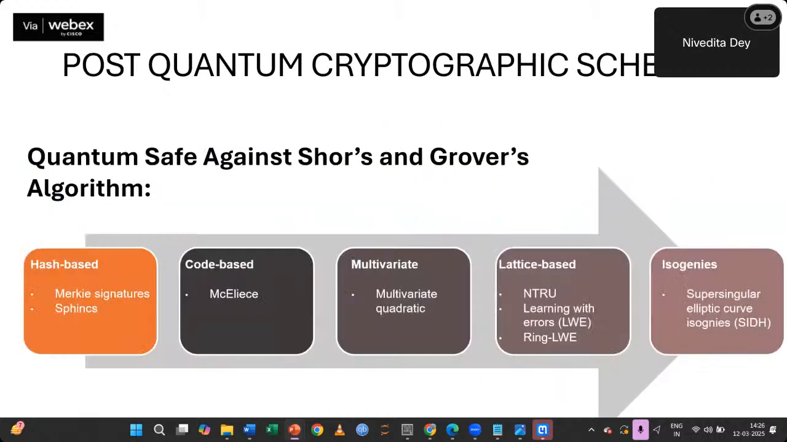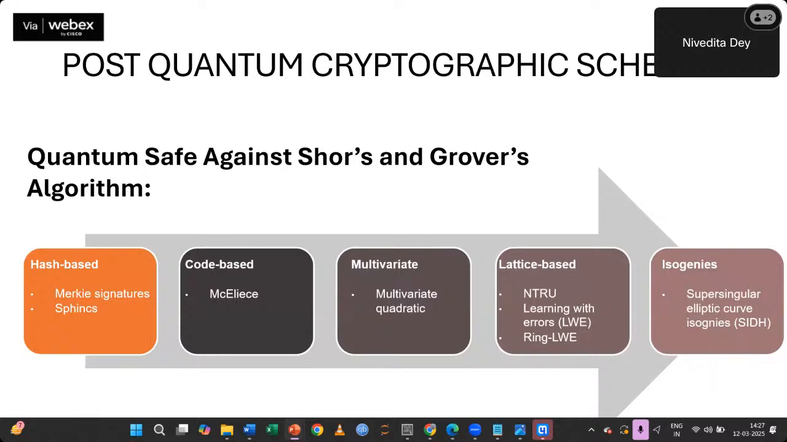Post-quantum cryptographic schemes are mostly categorized into these: hash-based, code-based, multivariate-based, then lattice-based and isogenies. I'll be talking about it, Dipshika. Just give me some minutes. And these are all the techniques used for this.